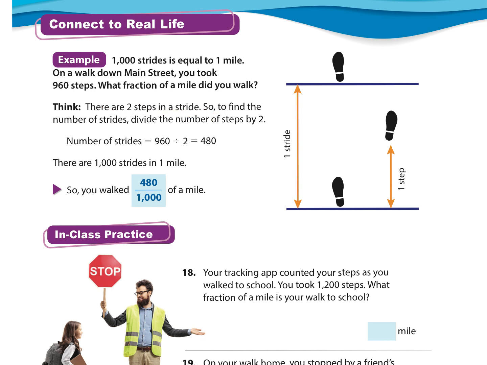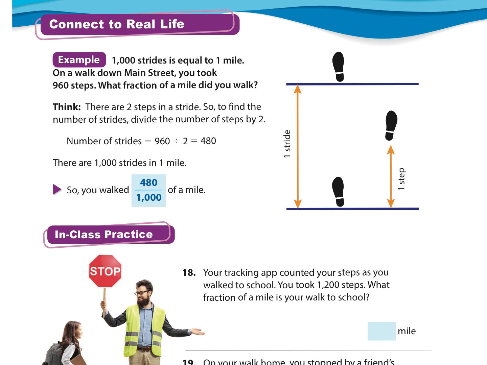So to find the number of strides, you're going to divide the number of steps by 2. So I'm going to take 960 and divide it by 2. That's going to be equal to 480 strides. It's kind of like whenever you do inches and feet, you have to convert feet to inches sometimes. So it's kind of like that, strides and steps. So what you're actually walking is 480 hundredths of a mile, because I'm answering that question in strides.